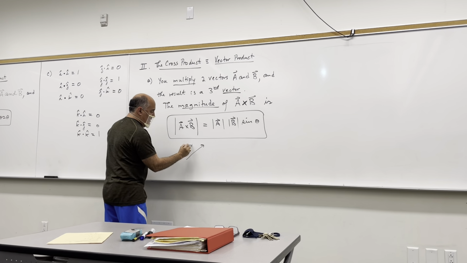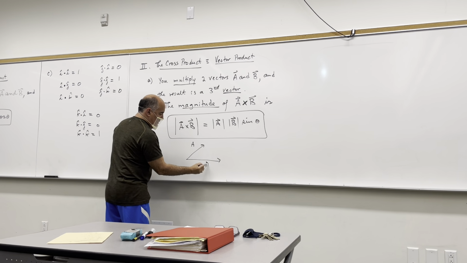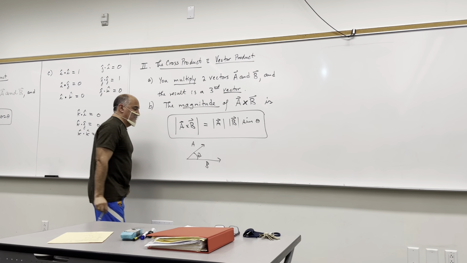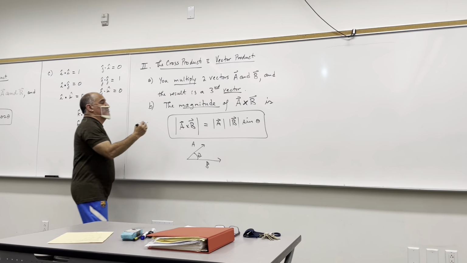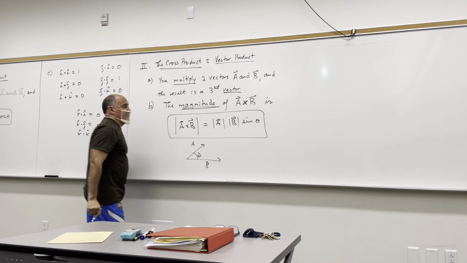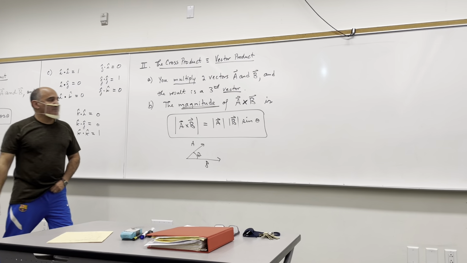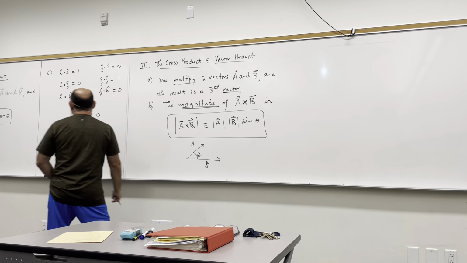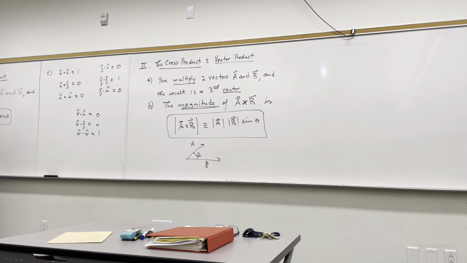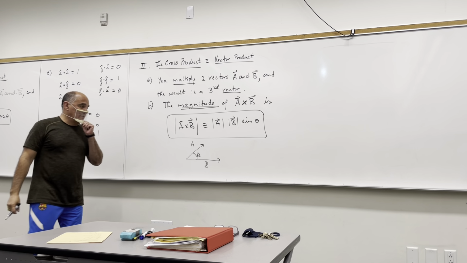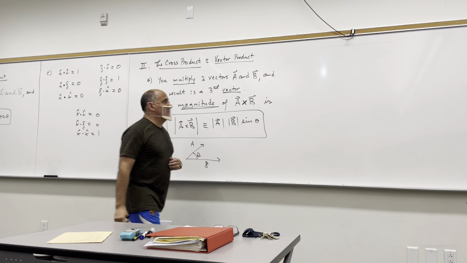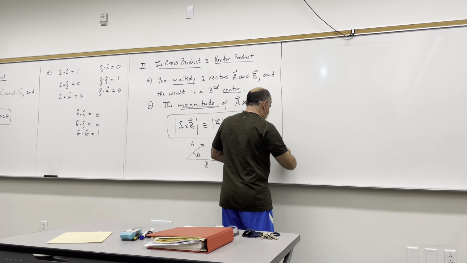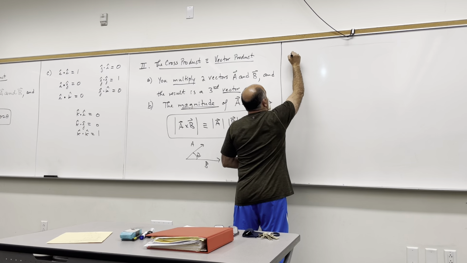So this might be vector A, this might be vector B. So again, the smallest angle between them. So that's how you find the magnitude of this cross product, of this third vector. This is a definition here. Now, what about the direction of this cross product? So I'm going to call this B.